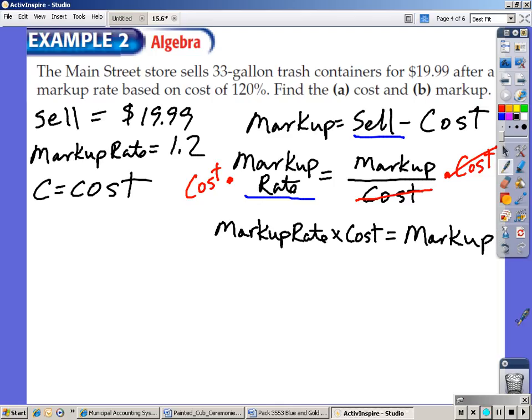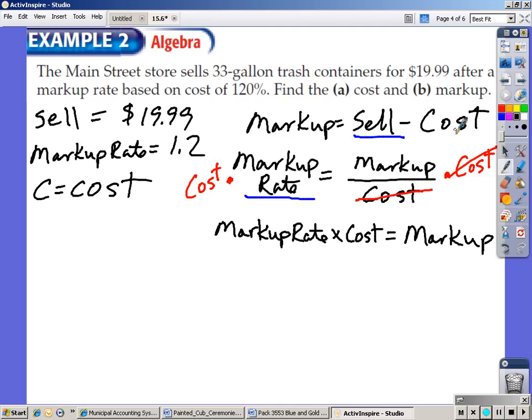Okay? Now, if you think back to when you did systems of equations, you did a little thing called substitution. Well, that's exactly what we're using here. We've got markup equals markup rate times cost, and markup equals sell price minus cost. So if markup equals this, and markup equals this, if we set this formula equal to this formula, it should give us the answer.